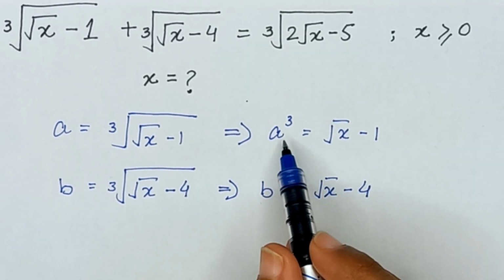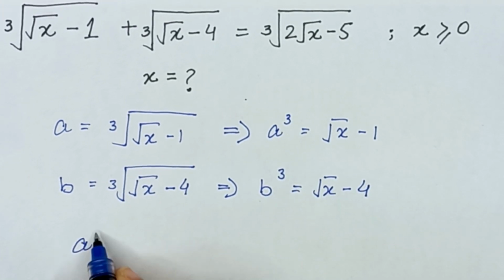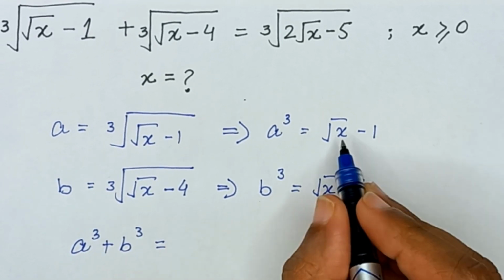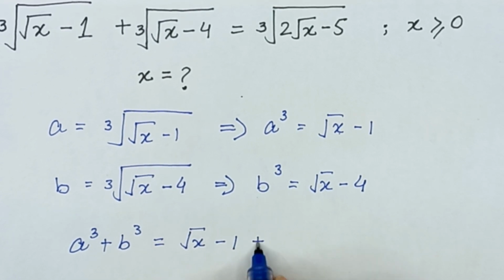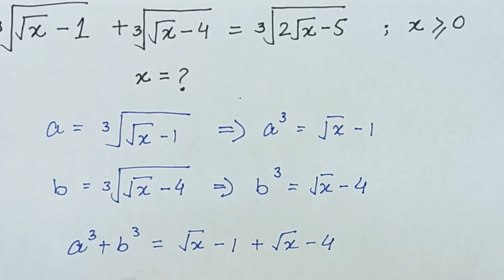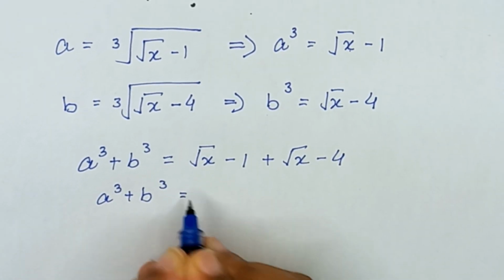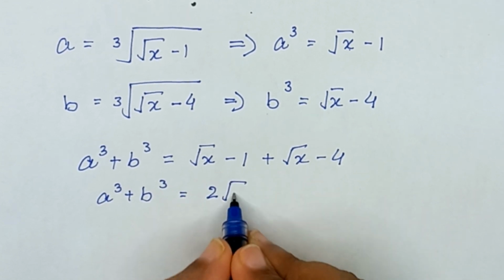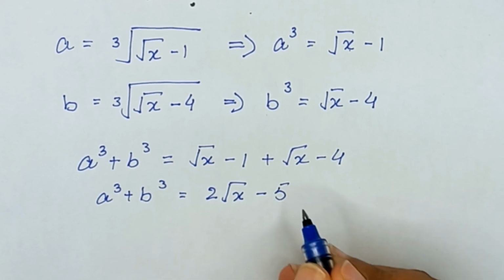If we sum up this a cube and b cube, it will become a cube plus b cube is equal to square root of x minus 1 plus square root of x minus 4. So from here, a cube plus b cube is equal to 2 times square root of x, and minus 1 and minus 4 will become minus 5.